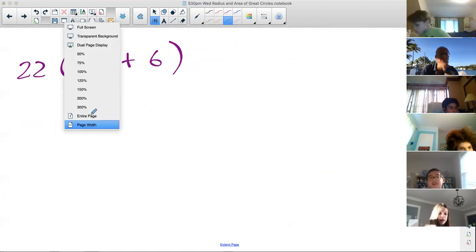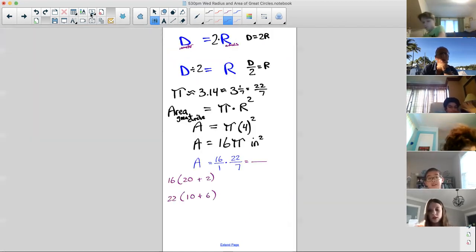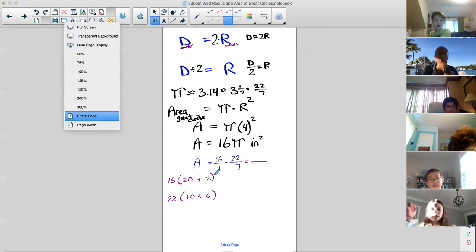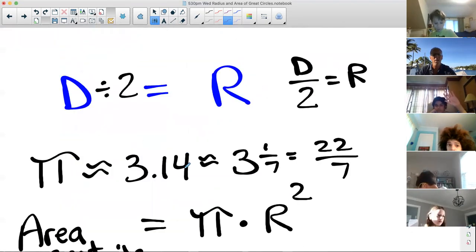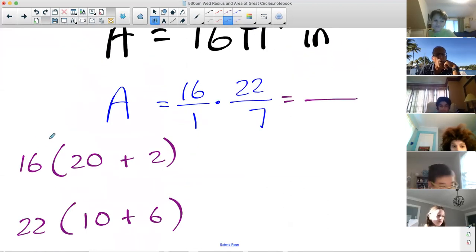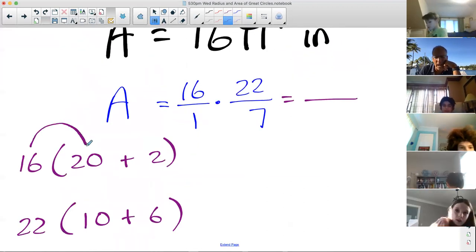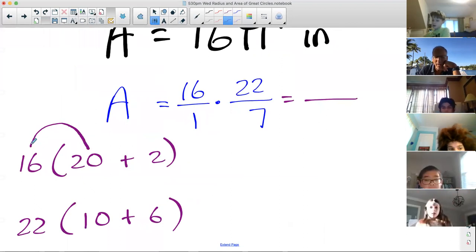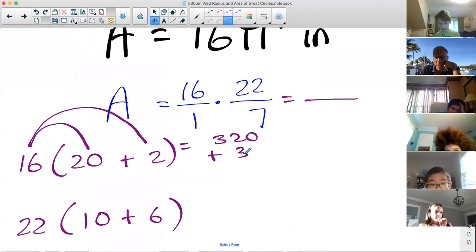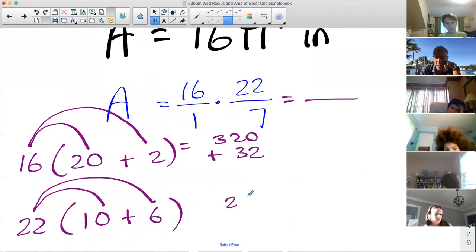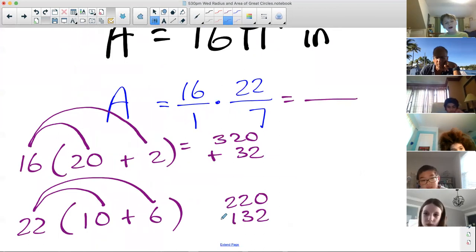I think it's 342. 342. Anybody else have a different answer? I got 352. Okay. Now, guys, when I do it, I get 320 plus 32. When I do it this way, I get 220 plus 132.